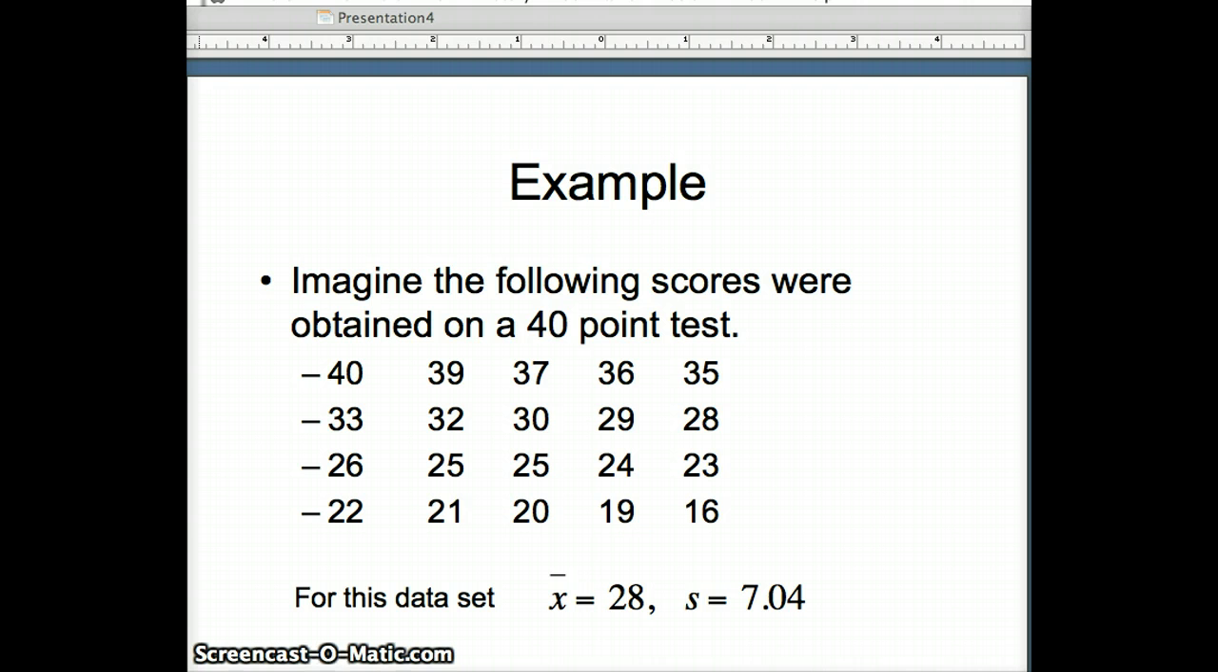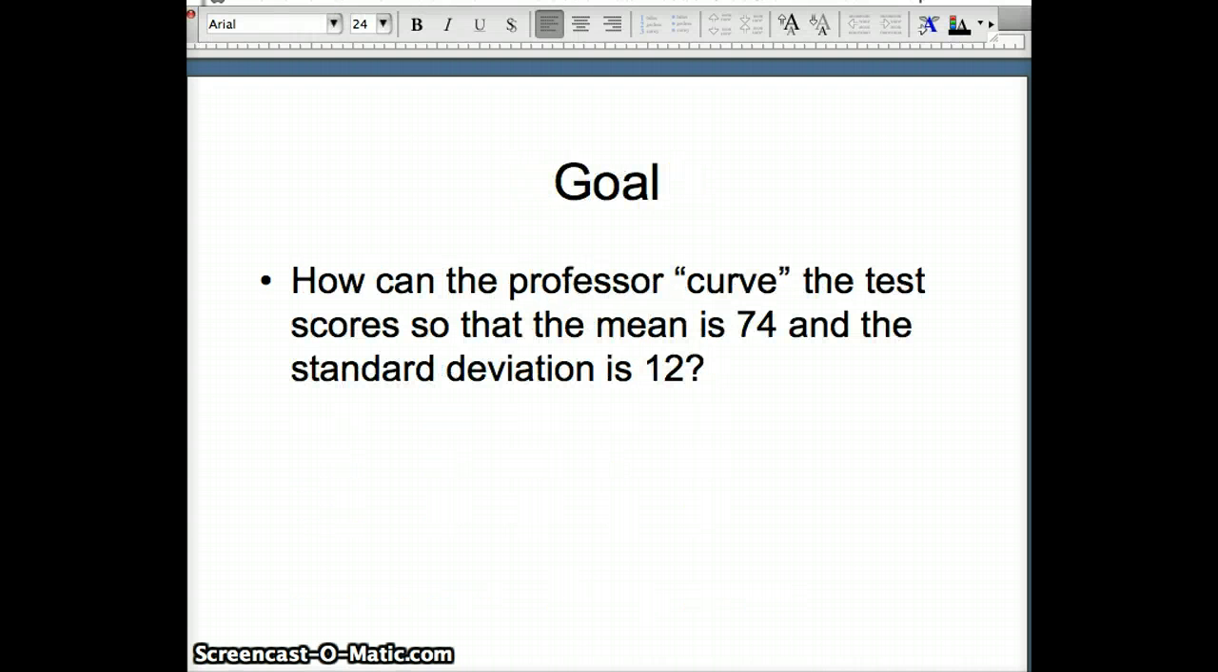So what kind of a mean and a standard deviation would he like? This question is saying we want to curve the test scores so that the mean is 74 and the standard deviation is 12.